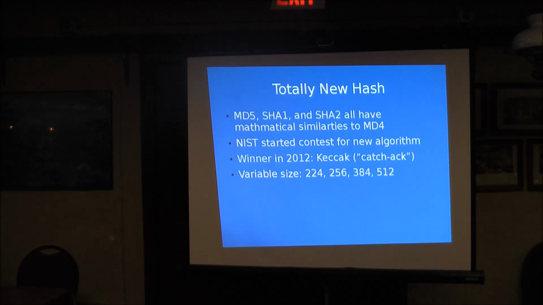So once again, NIST started a new contest after the break in SHA1 and just wanted to find something that was completely different from what we had before. In 2012, they picked the winner, Keccak, which I'm told is the correct pronunciation. And Keccak can go all the way from 224 bits to 512 bits. In the intervening time, nobody really improved the attacks against SHA2. And so maybe that wasn't so bad after all. But we've got these other things now. Nice to have options.